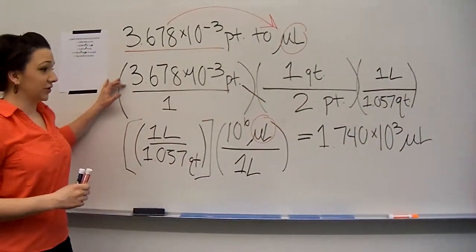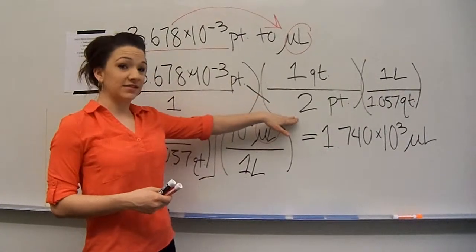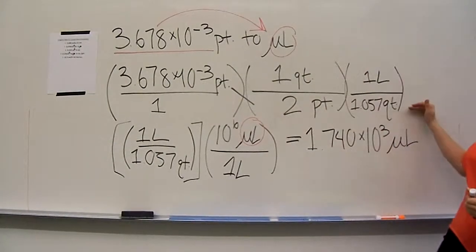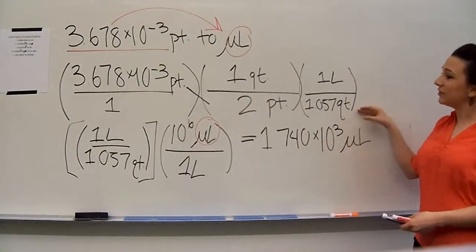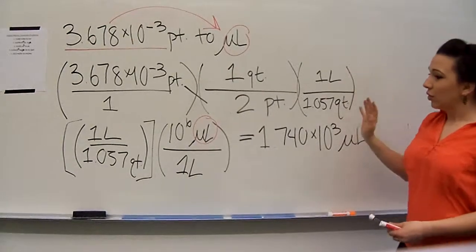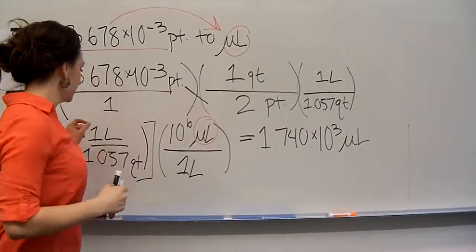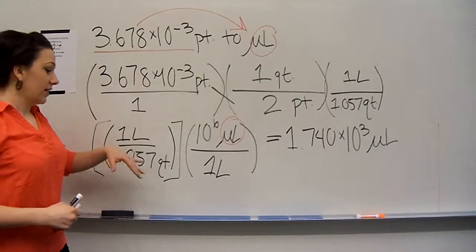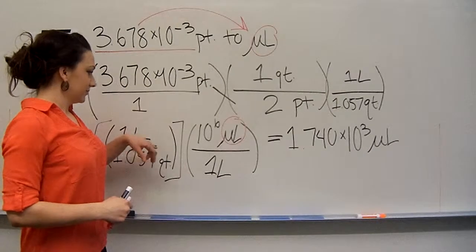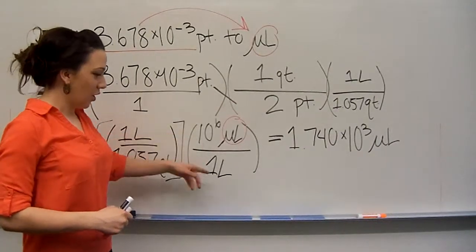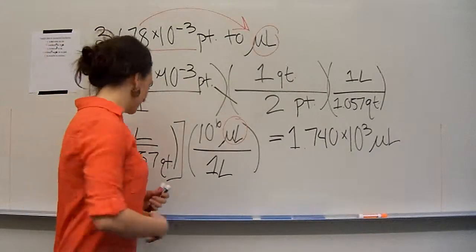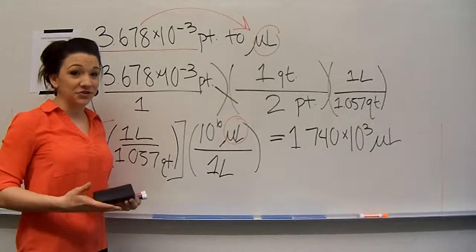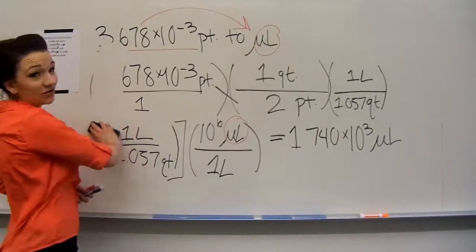3.678 times 10 to the negative third pints matches 2 pints, which is equivalent to 1 quart. 1 quart matches 1.057 quarts, which is equivalent to 1 liter. 1 liter, as I said, is the 1.057 quarts. And then we got the 10 to the 6th microliters over the 1 liter, which is equivalent also. Double check that again, plug it into your calculator, and if you come out with the same answer, you've done it correctly. I will now do a third problem for you.